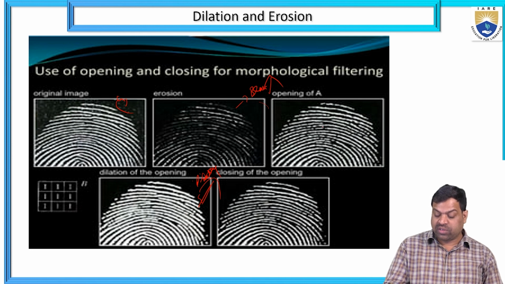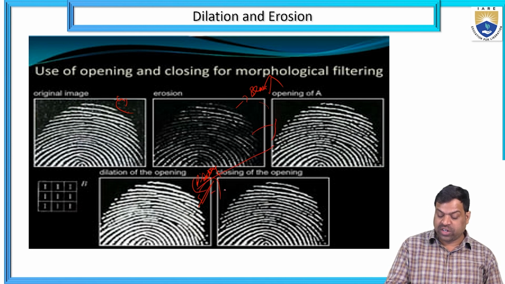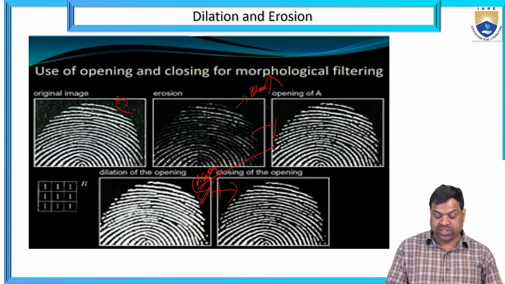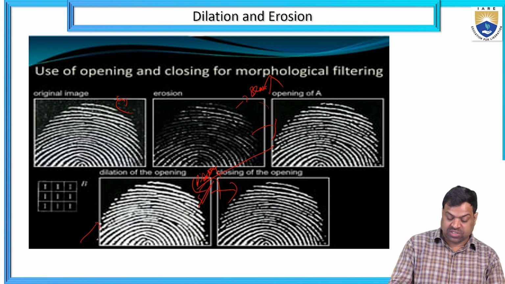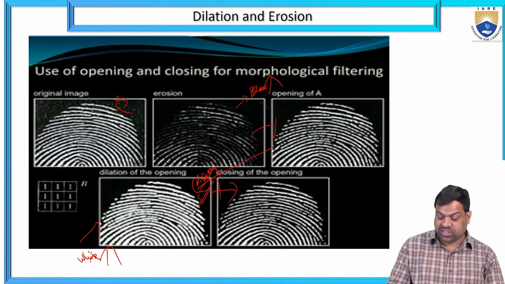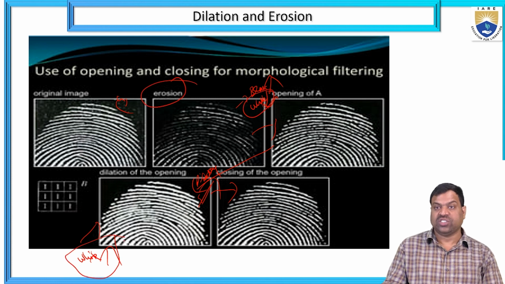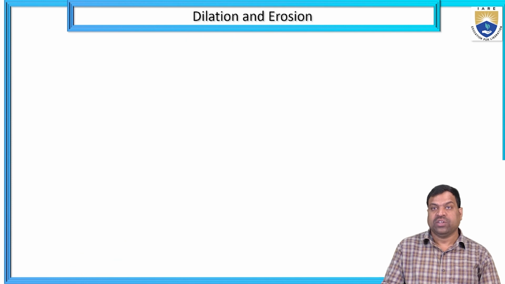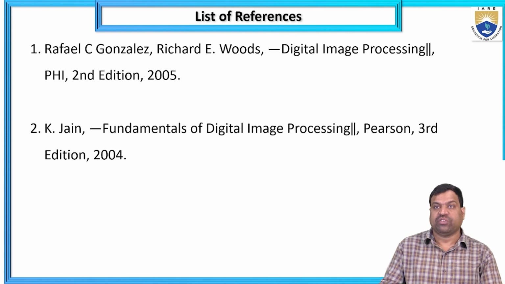Okay. You can observe here how many whites are there, how many blackish colors are there. So the digital image with erosion and opening of A, and dilation of opening of B, and closing of this one. From here to here, here to here, and here to here, what is happening is that the white color is increased. Here white is increasing, here white is decreasing. So white decreasing means erosion is applied. White increasing means dilation is applied. That is a simple thing. So depending on your applications, you have to change the erosion and dilation values. Okay, these are the references.